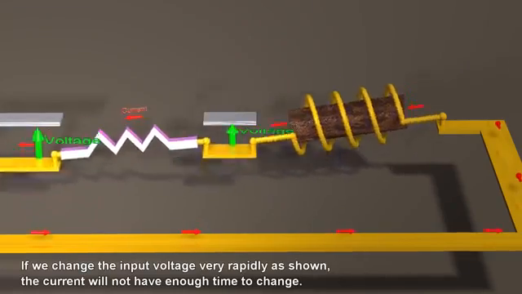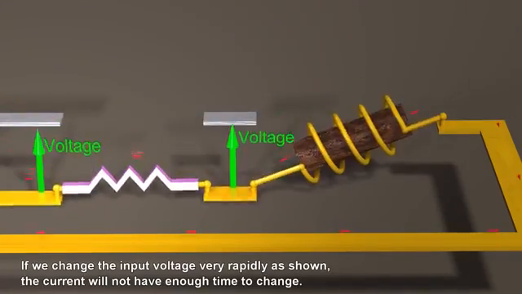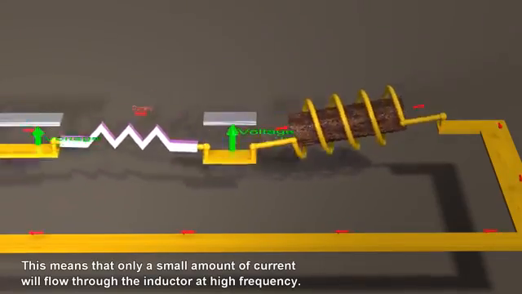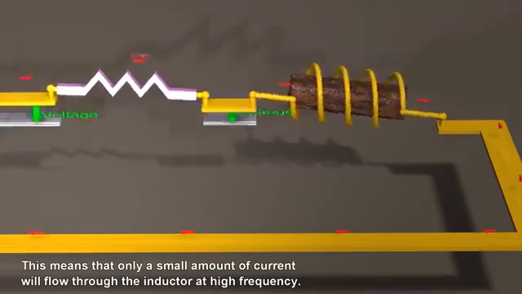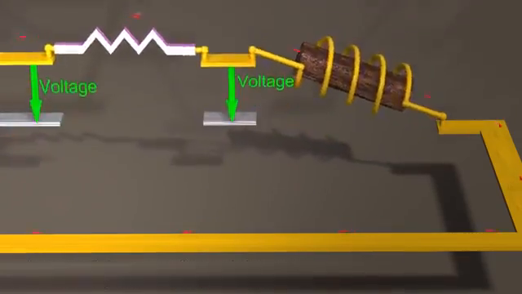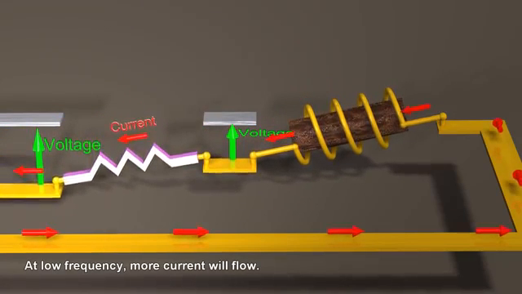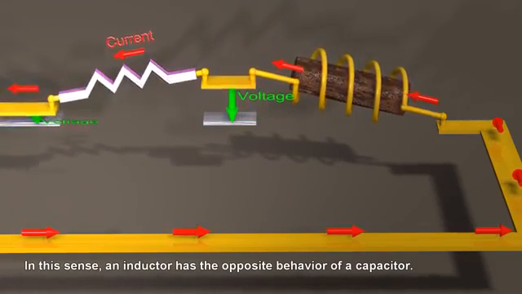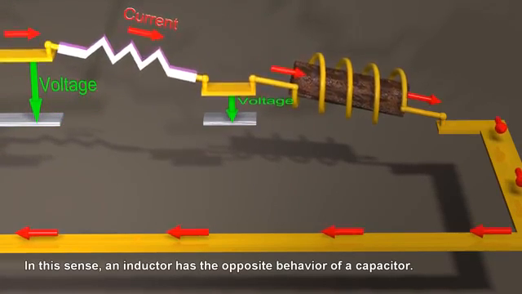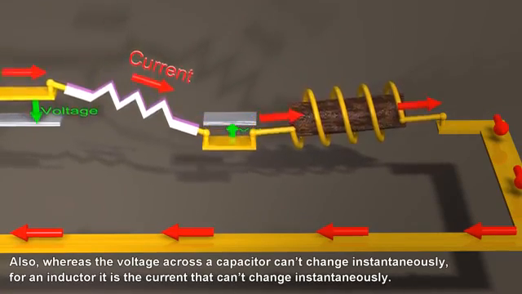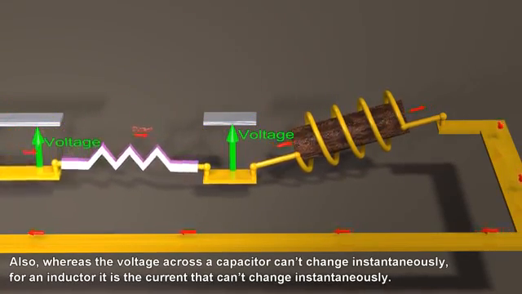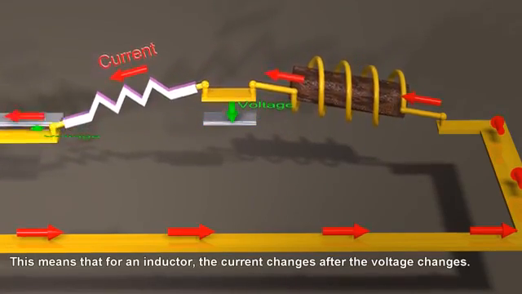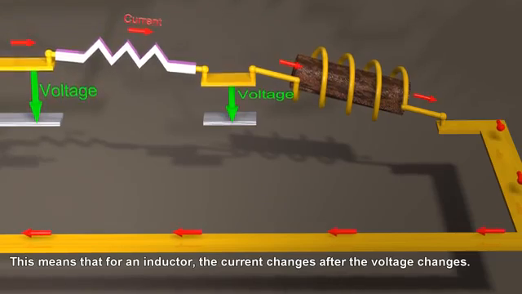If we change the input voltage very rapidly as shown, the current will not have enough time to change. This means that only a small amount of current will flow through the inductor at high frequency. At low frequency, more current will flow. In this sense, an inductor has the opposite behavior of a capacitor. Also, whereas the voltage across a capacitor can't change instantaneously, for an inductor, it is the current that can't change instantaneously. This means that for an inductor, the current changes after the voltage changes.